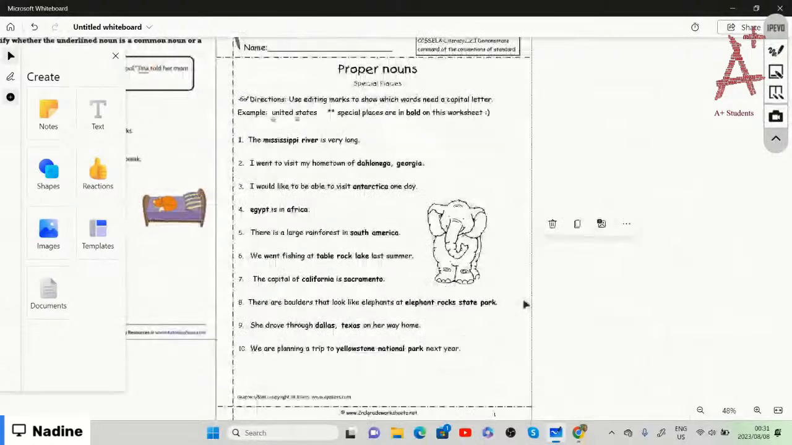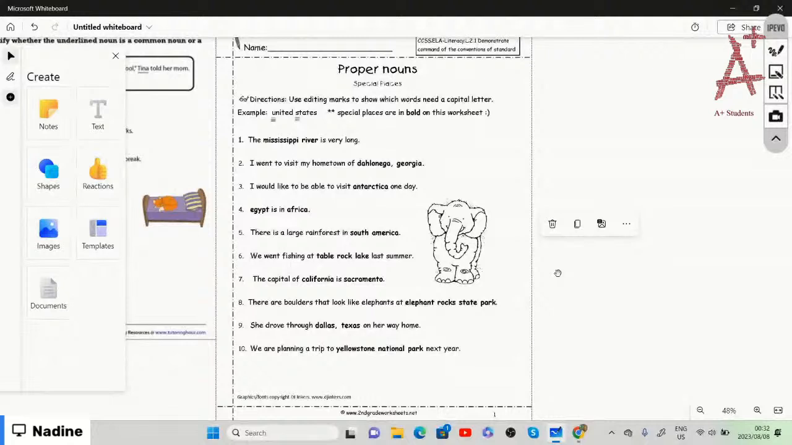All right, so I made it a bit bigger. Okay, so now it says proper noun, special places. The instruction is to use editing marks to show which word needs a capital letter. And here we have an example, United States, that is all in small letters, right? Which means that we need to add the U to be capital letters for United and the S capitalized for States, right? United States, right?